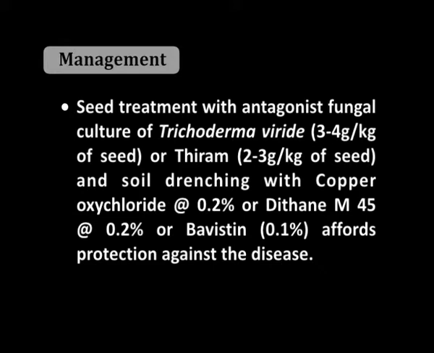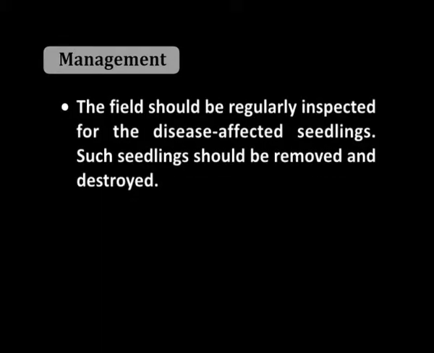to 3 gram per kg of seed, and soil drenching with copper oxychloride at the rate of 0.2% or Dithane M-45 at the rate of 0.2% or Bavistin 0.1% affords protection against the disease. The field should be regularly inspected for disease affected seedlings. Such seedlings should be removed and destroyed.